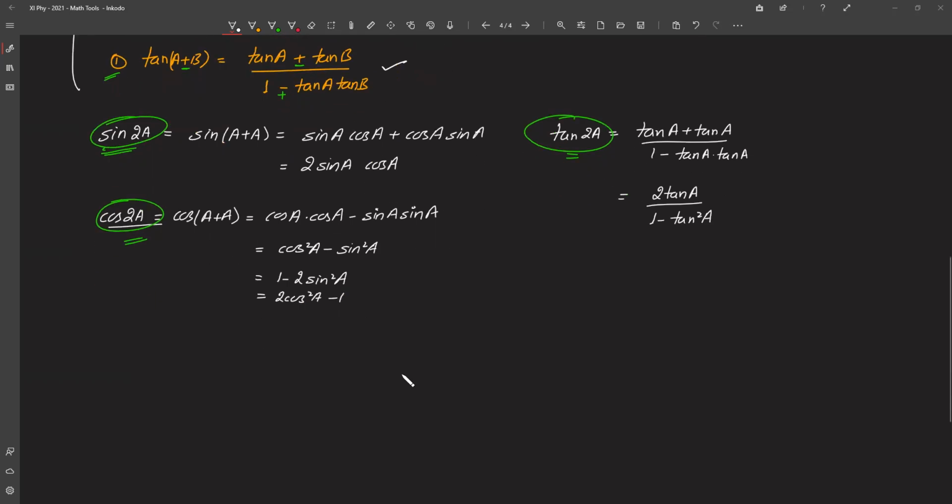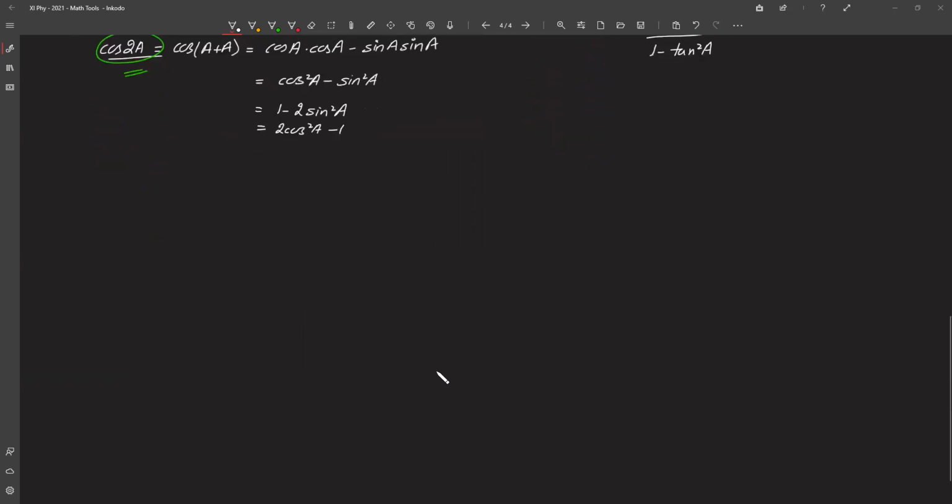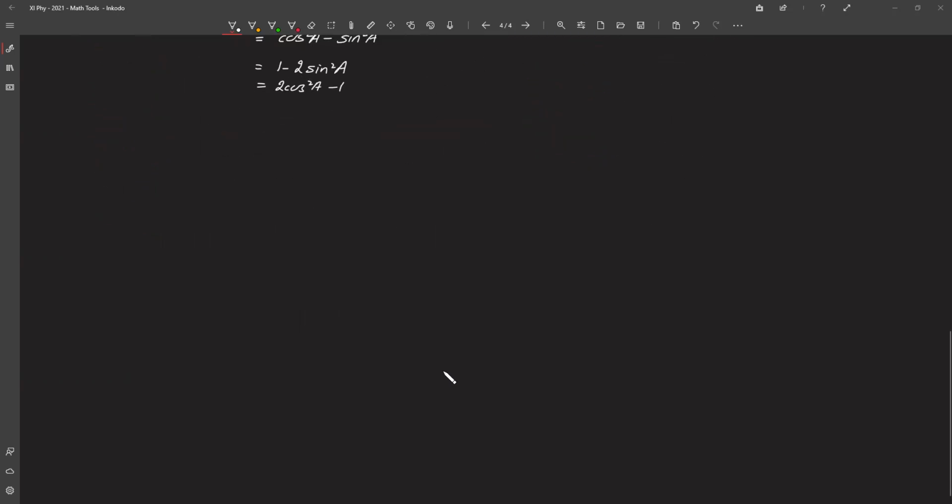Okay, so that is about sin 2a, tan 2a, and cos 2a. Next, let's move to the next set of formulas. As I said, what if we want to find sin A plus sin B, or sin A minus sin B, or cos A plus cos B, or cos A minus cos B. Now, there are formulas for that also. Most of the time you will find that in your textbooks. But here we will learn how to derive that. It's a very simple derivation. That's why we are doing it.